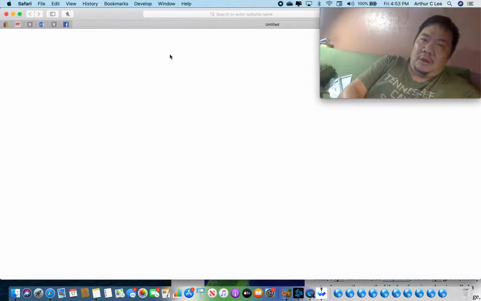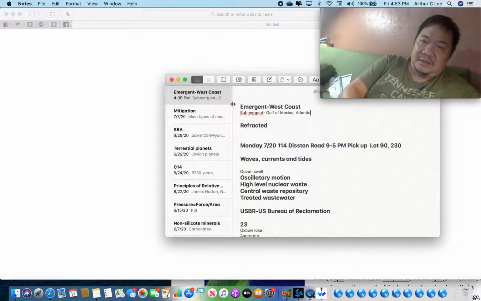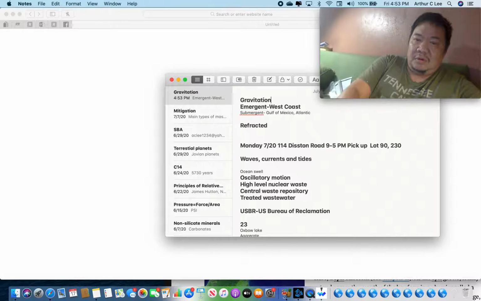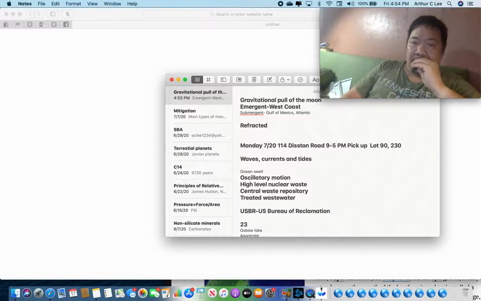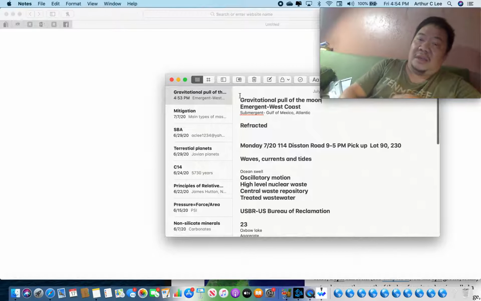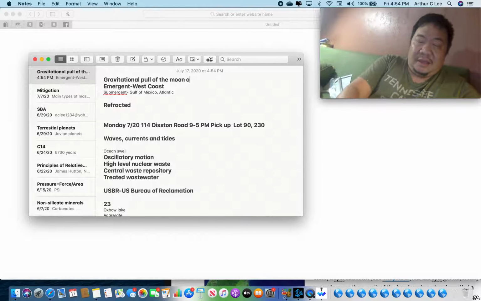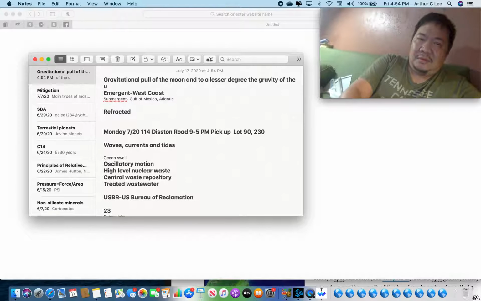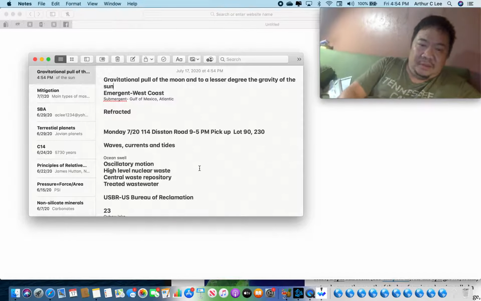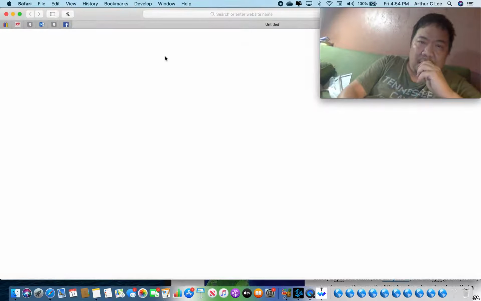So what actually causes the tides? What causes the tides is the gravitational pull of the moon, mostly, and a little bit from the sun, and to a lesser degree, the gravity of the sun. Let's take a look and see how that works.